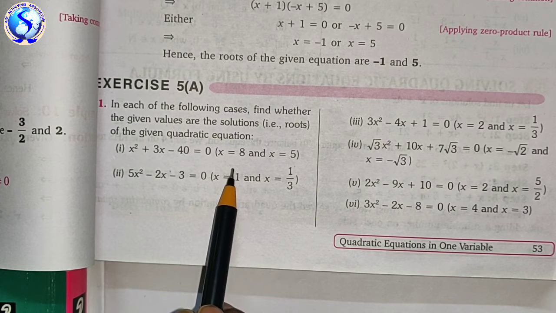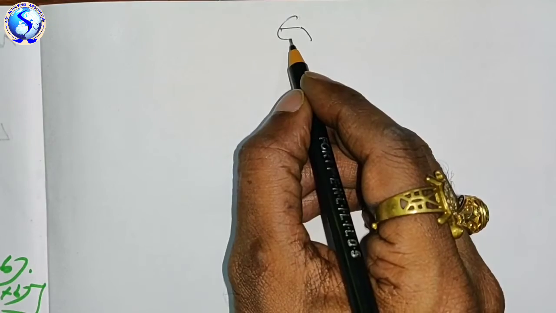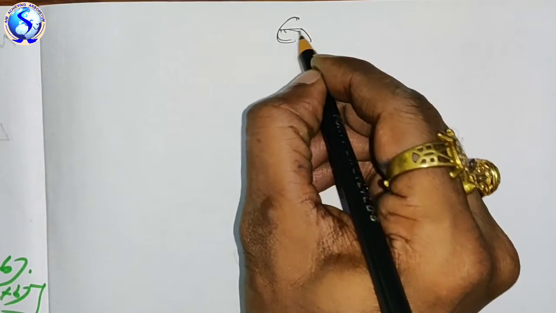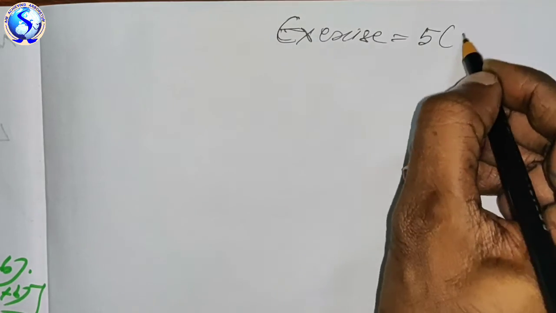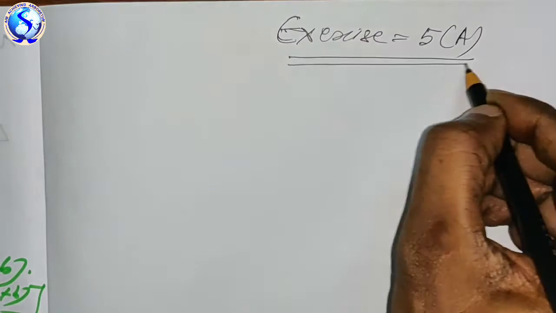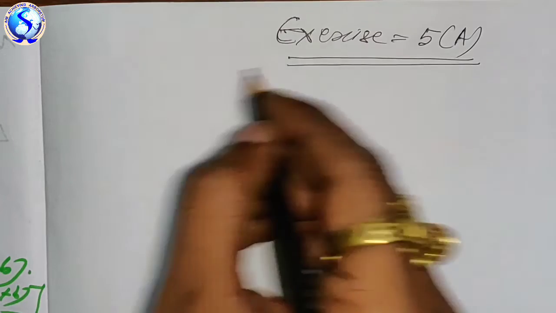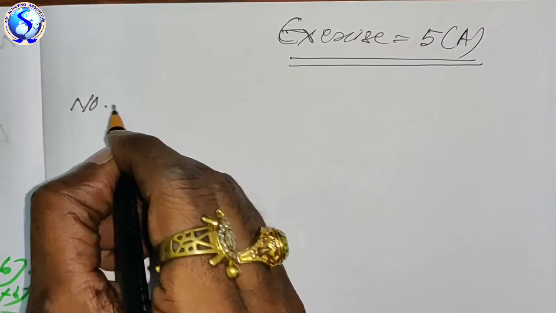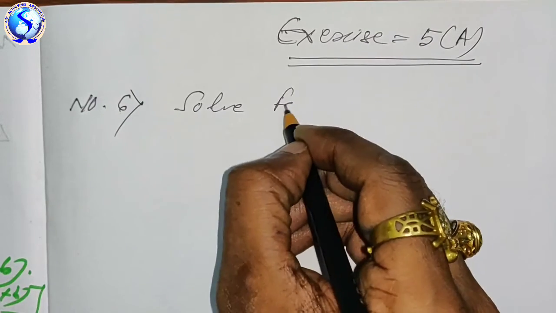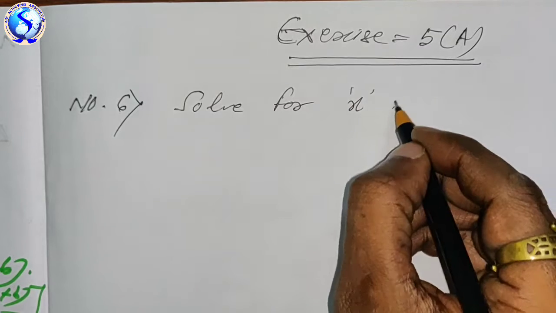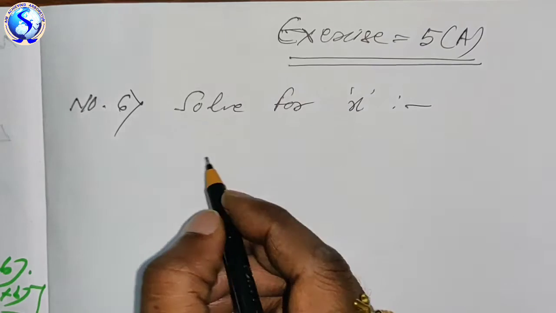Let us consider one sum from the book exercise 5A. See the exercise I am writing here. Exercise number 5A. I am directly solving question number 6. See the type of question given here. Question number 6: you have to solve for x using which method? Factorization method. Question number 6, first part.